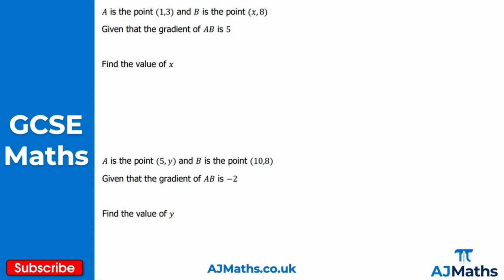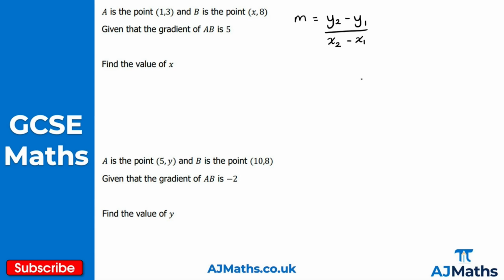And then finishing with 2 more questions here where it's getting a little bit more complicated now, because this time we're involving a little bit of algebra. So for the first one here, I've got 2 points. A is the point 1, 3, and B is the point x, 8. Now we're told that the gradient of AB is 5, and I just want to find the value of this x coordinate here. So what I'm going to do is use the fact that we have 2 points here. So we know the gradient is equal to y2 minus y1 over x2 minus x1.